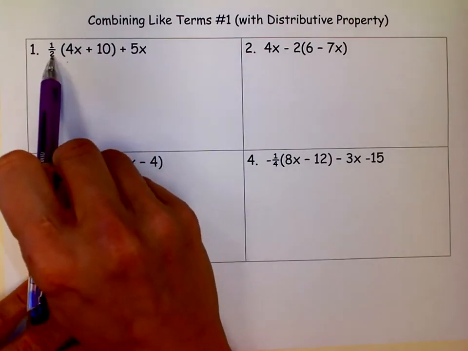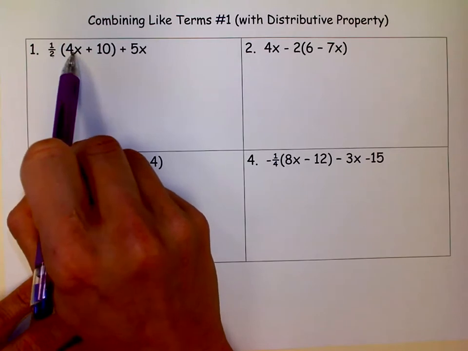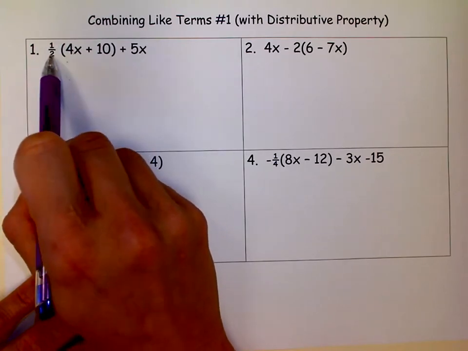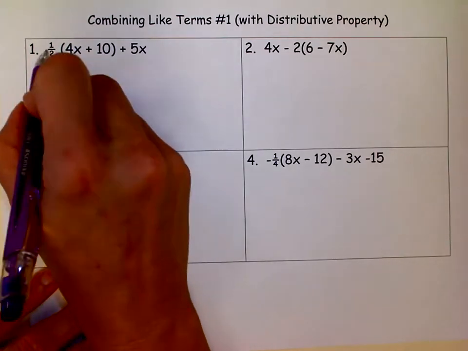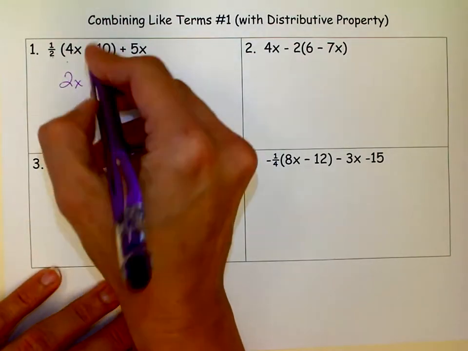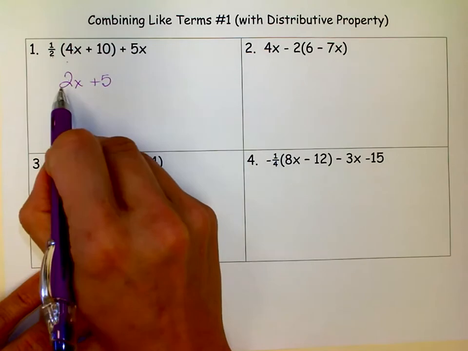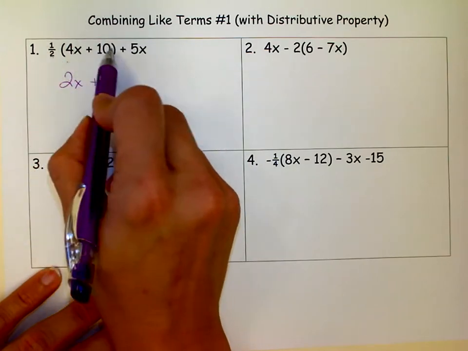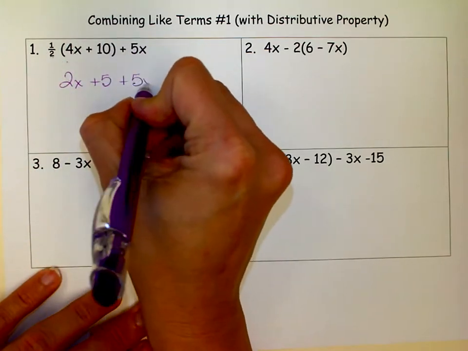So we're going to take this. Remember, it's half of 4, or 1 times 4 divided by 2, whichever way you want to look at it. Half of 4x is 2x. Half of 10 is 5. So I have 2x plus 5, that's this simplified, and then I have another 5x over here.